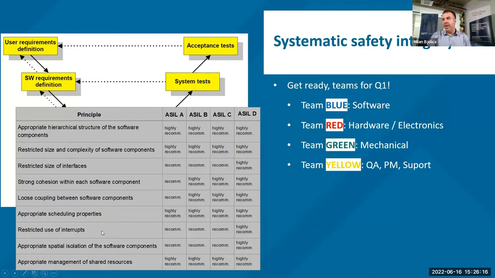Like we shouldn't use interrupts if we want to have an ASIL D solution. We shouldn't create monolithic designs if we go anywhere above ASIL A, or even for ASIL A, it is recommended. Of course, you can use everything for every level, but then again, it's about the time that you invest into the product. So these things are prescribed by the standards to some extent to tell you what and how you shall behave depending on the required level of safety with regard to the systematic safety integrity.